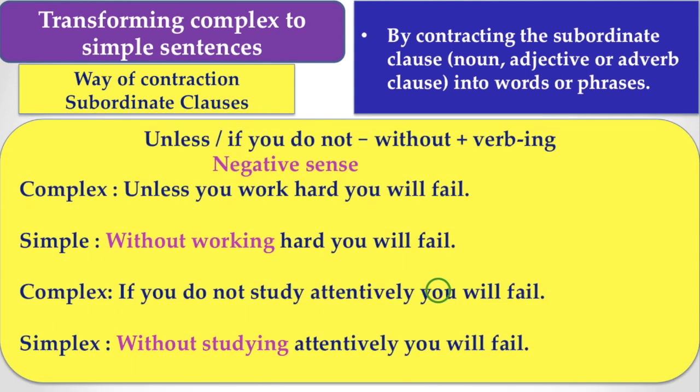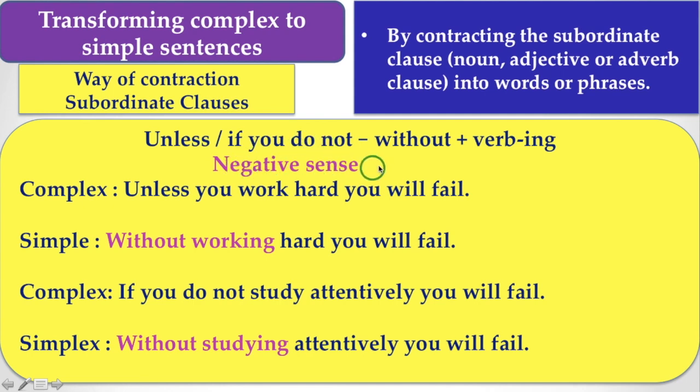Next rule for you: "unless", "if you do not". If the complex sentence contains this type of phrase, that is "unless" or "if you do not", you just use "without" plus verb-ing while converting it into a simple sentence, because "unless" and "if you do not" contain a negative sense.